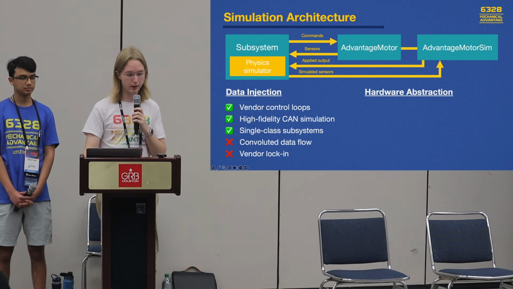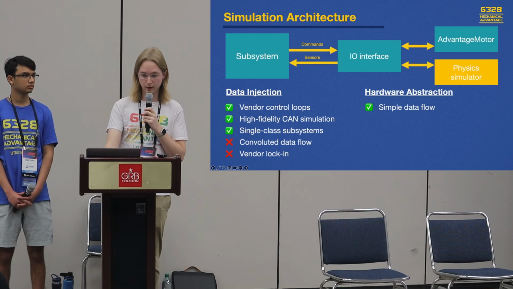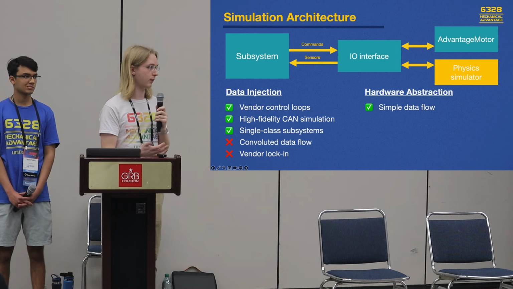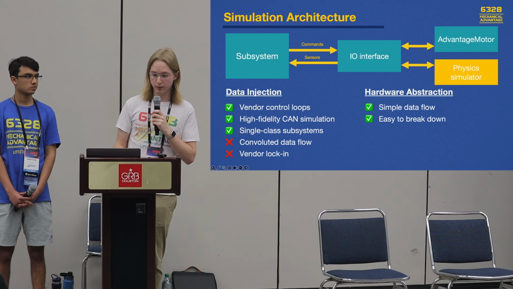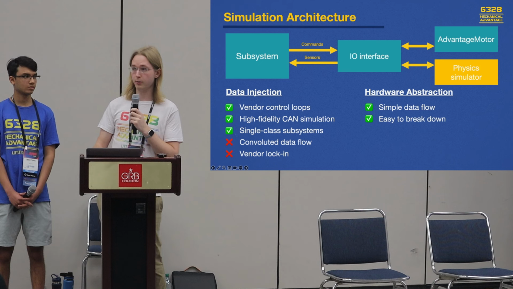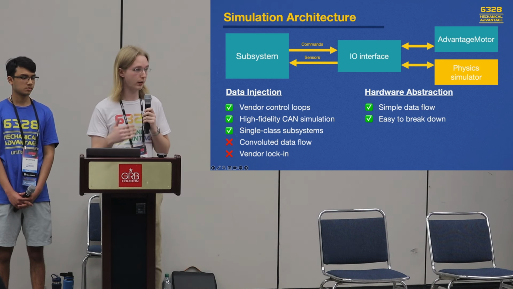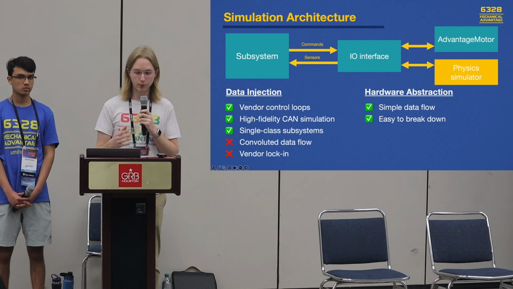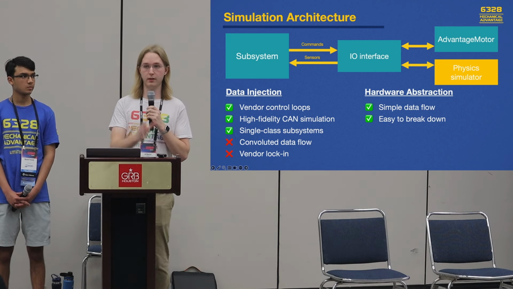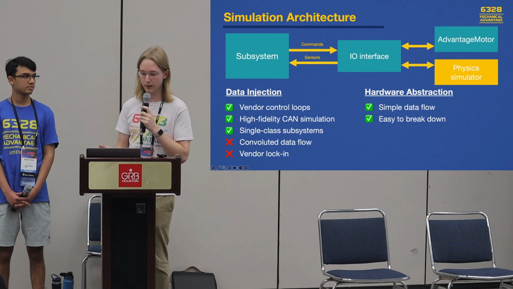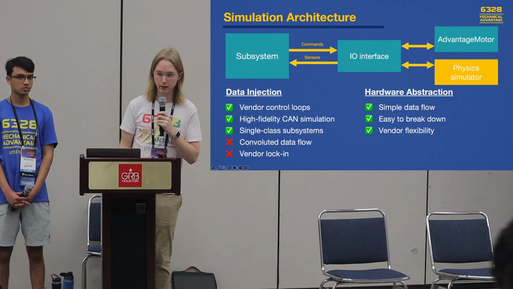So what about hardware abstraction? Well, one of the benefits here is that it has a much simpler data flow. We find that it's easy to understand and easy for students to understand. Hardware abstraction is also much easier to break down in terms of code development. We find that new students are much more able to jump in writing code for subsystems when they only need to think about one interface or one implementation, or writing a subsystem without concern for the hardware. So it makes it easier to break up work and get new students involved.